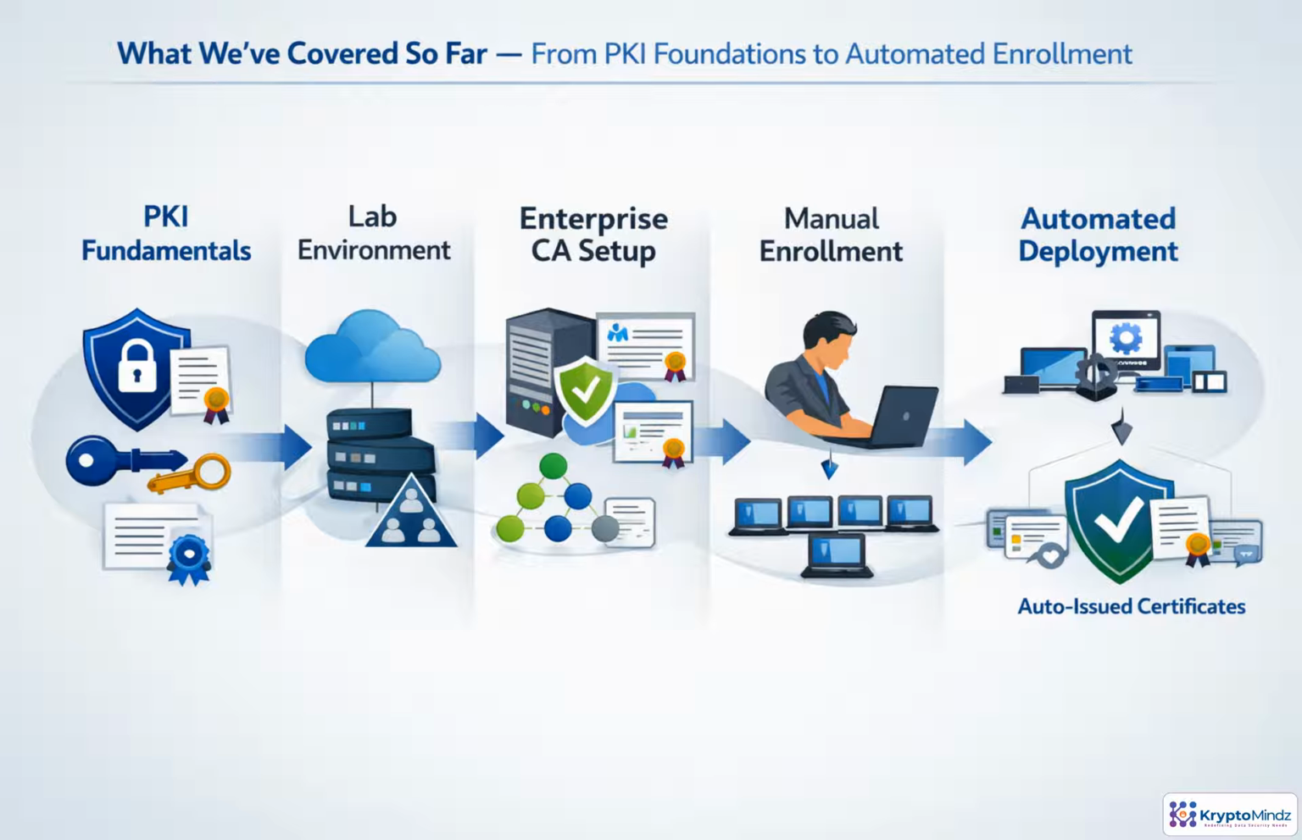Up to this point, you've learned core PKI concepts, built an AD lab, installed an Enterprise CA, and practiced manual enrollment. You now have every building block needed for true, at-scale automation. In this module, we'll bring those pieces together with group policy, templates, and properly configured CRL and AIA paths, so certificates just appear where they're needed.